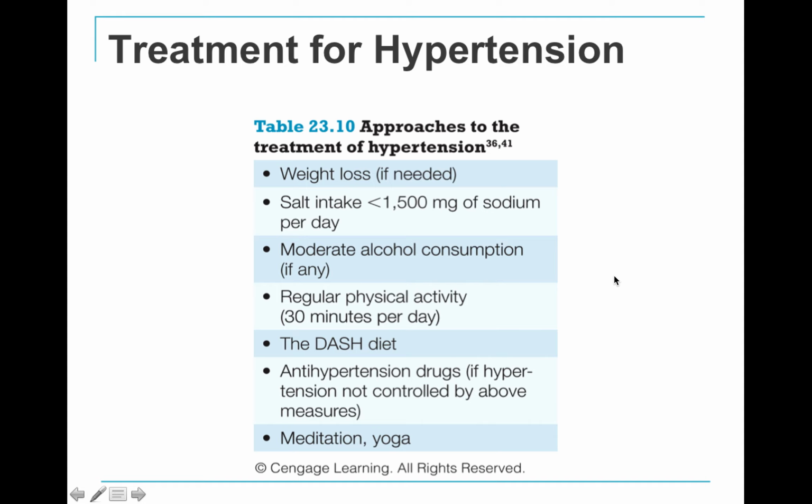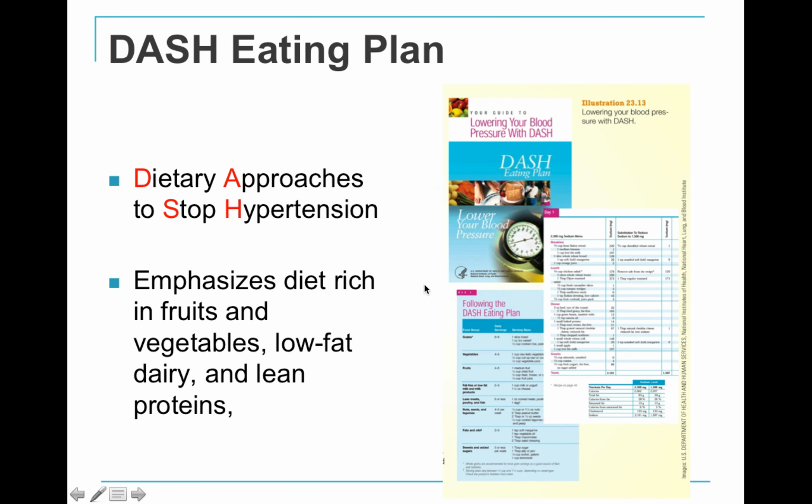Obviously, if you're moderating your alcohol consumption and you're lowering your salt intake and you're losing weight and activity and yoga and meditation, that's all going to be helpful. But this particular diet called DASH stands for, write this down, Dietary Approaches to Stop Hypertension.